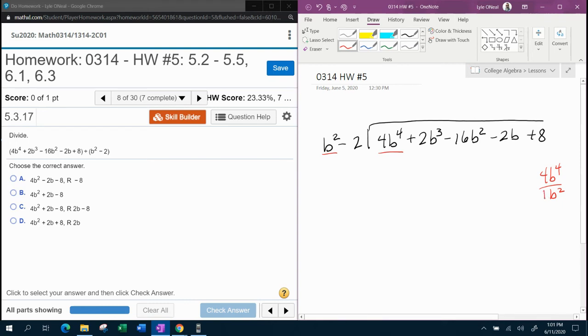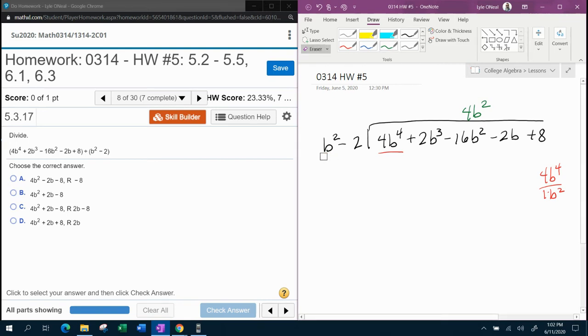So then that's an understood 1b squared. So 4 divided by 1 is 4. B to the 4 divided by b squared, that's 4 minus 2, which is 2. So that's going to be 4b squared. And I'm going to write that above the negative 16b squared to keep my like terms lined up. That is the first term of the quotient.